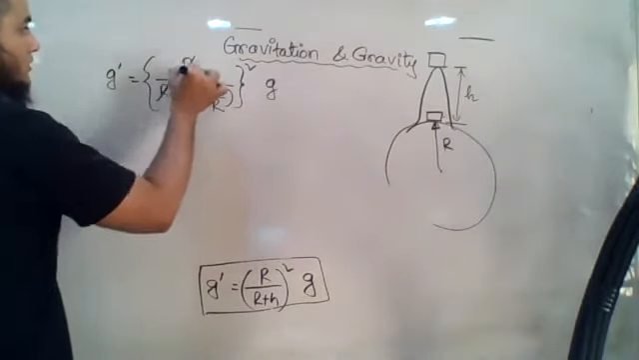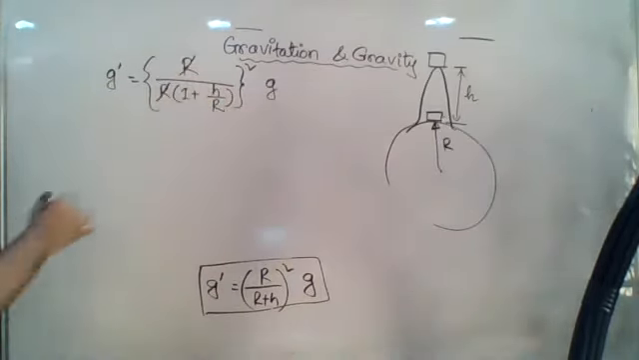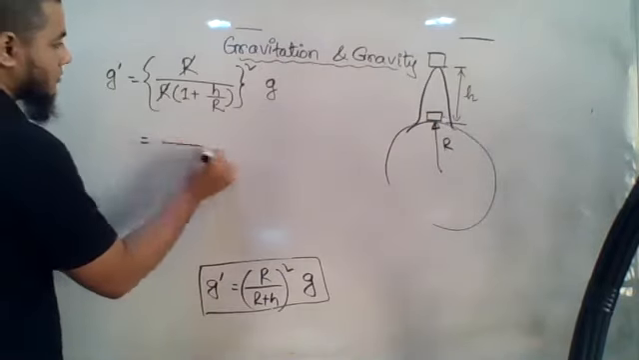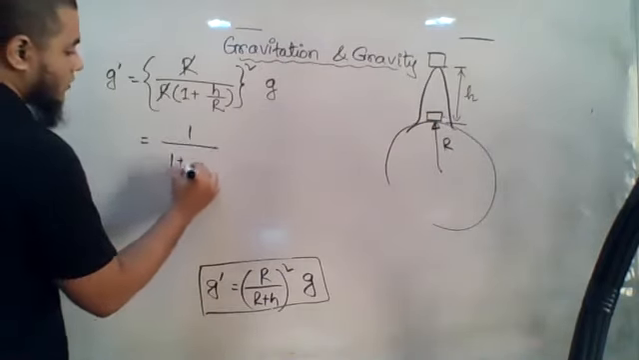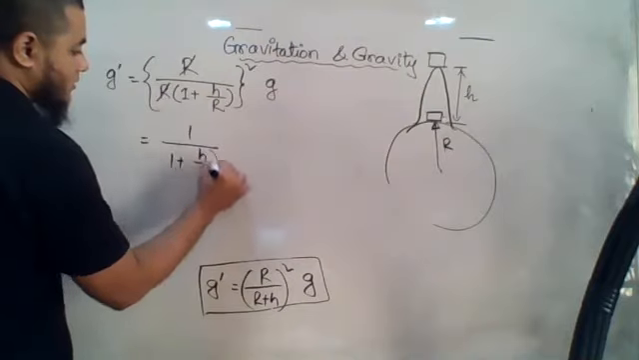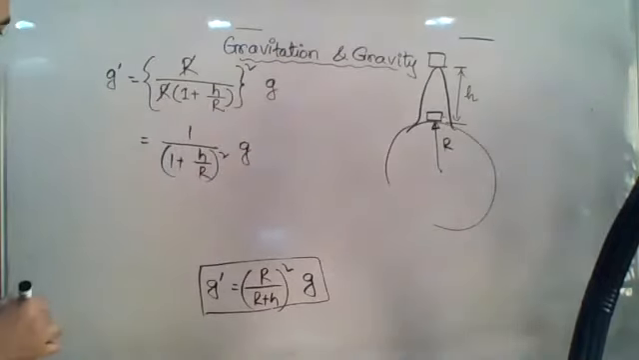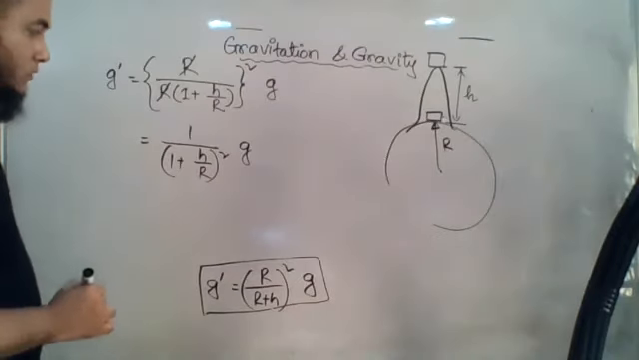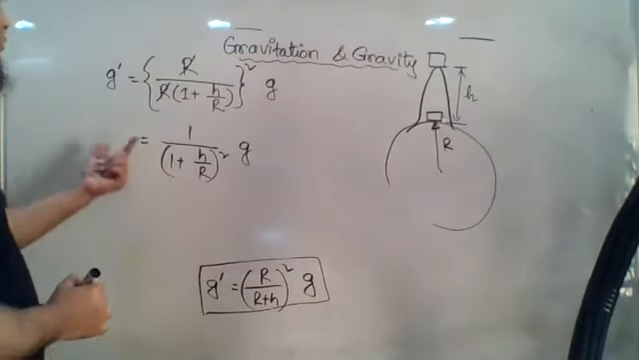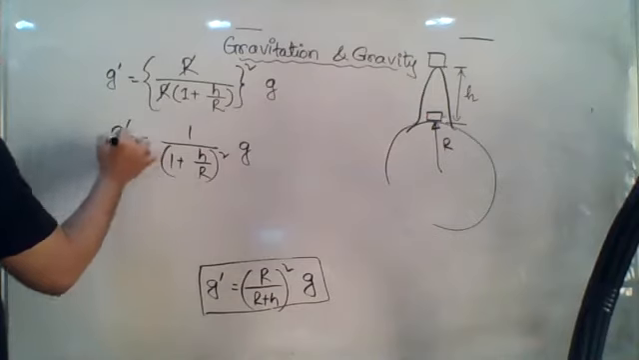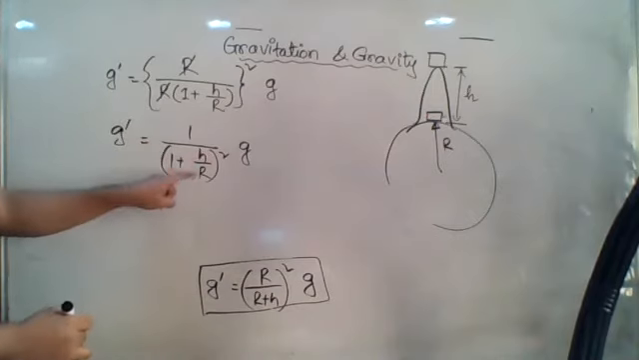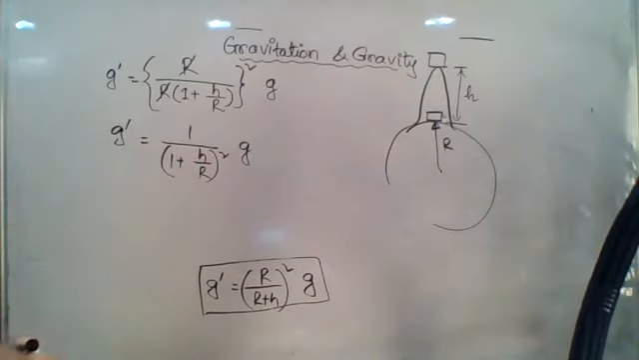So here you can see that r and r get cancelled and it becomes 1 divided by 1 plus h by r whole square into g. Okay, so this is another expression which we can use to solve numerical problems. G is known, h is known, r is known. So we can just put the values over here and we will get the value of g.